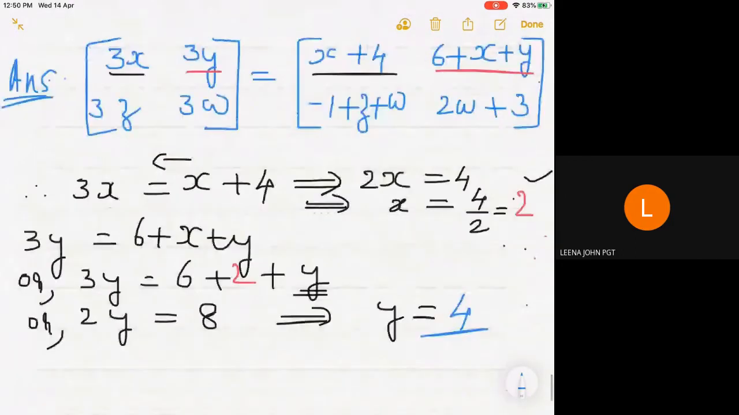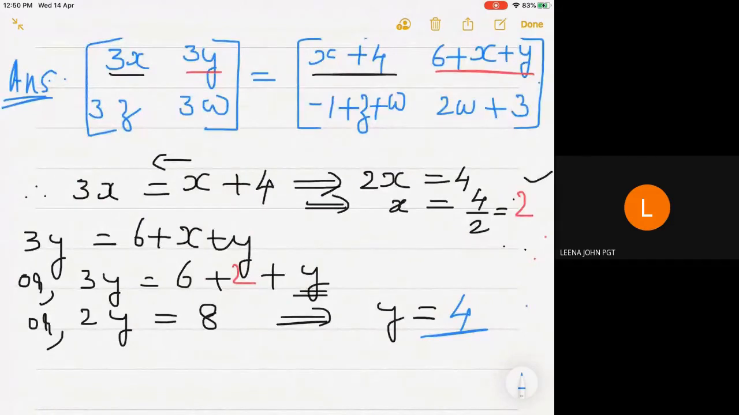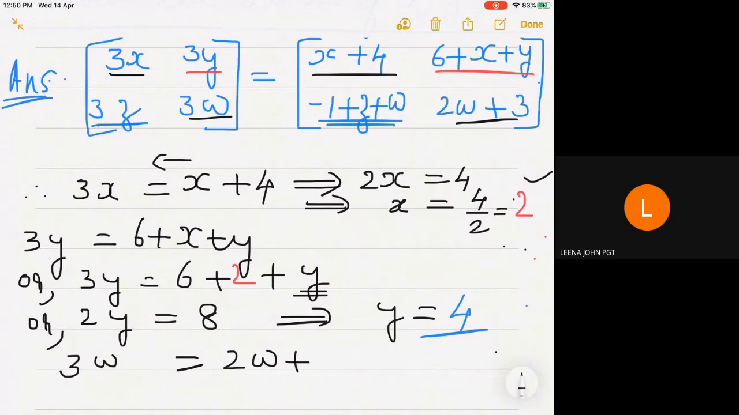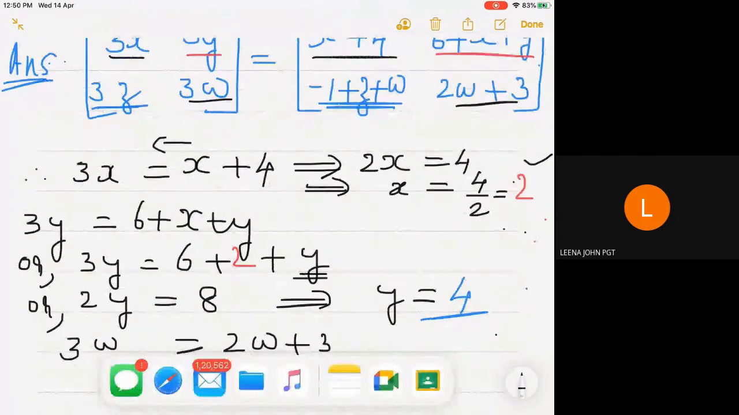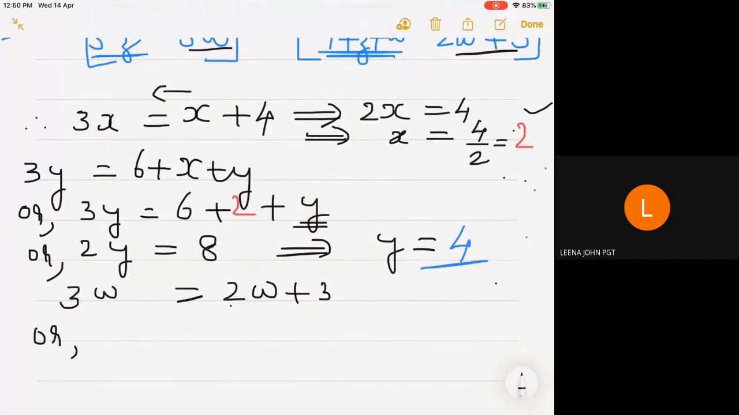Next is the corresponding elements. If you equate here, 3z equal to this, and before that, because 3z equal to minus 1 plus z plus w, we have one equation with two variables, so we will go to the last one, that is 3w equal to, the corresponding element here is 2w plus 3. So we will get this 2w will take to the left side, 3w minus 2w becomes w equal to 3.